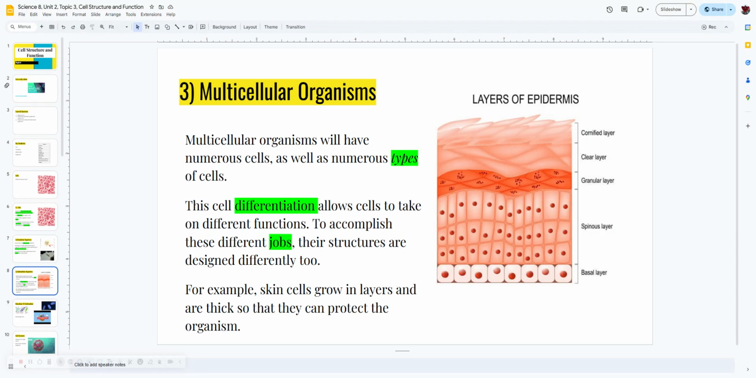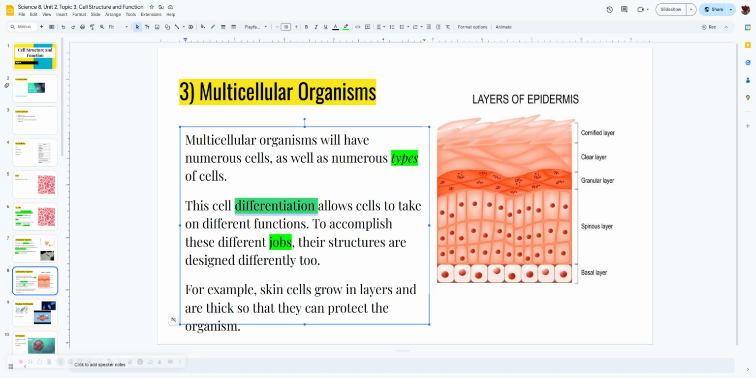Moving on to multicellular organisms. So multicellular organisms, it's made up of at least 2 cells or more. Yourself sitting right there in that chair, you are made up of trillions of cells, trillions with a T, trillions of cells and numerous different types of cells, okay? And we call this cell differentiation, okay? Fancy word, differentiation. And essentially what that means is what I was saying before, that cells are specialized. They are designed with one job in mind, okay?